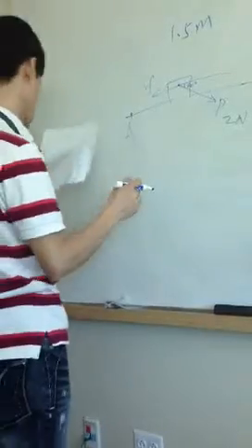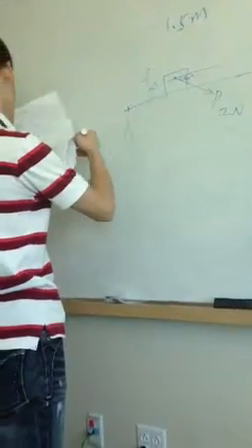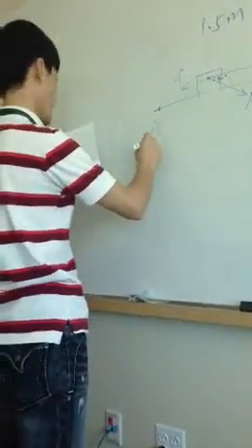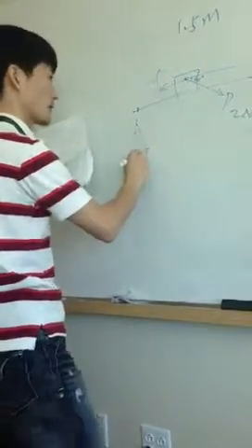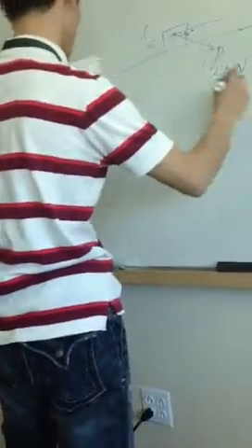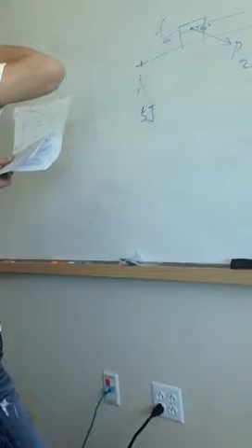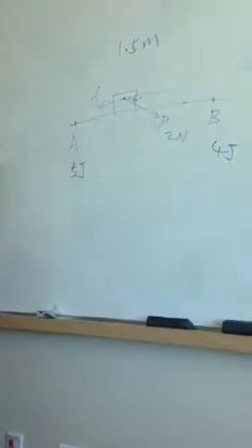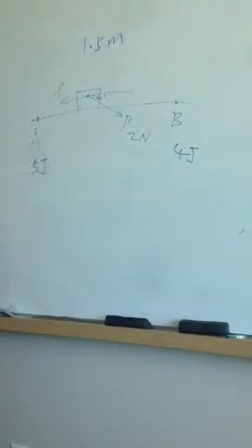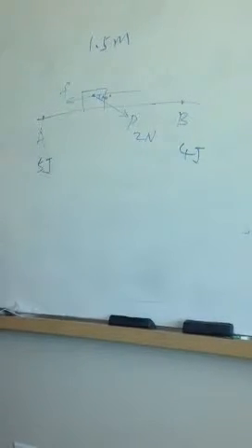We know the kinetic energy at A is 5, at B is 4. How much work is done on the block by the force of friction?